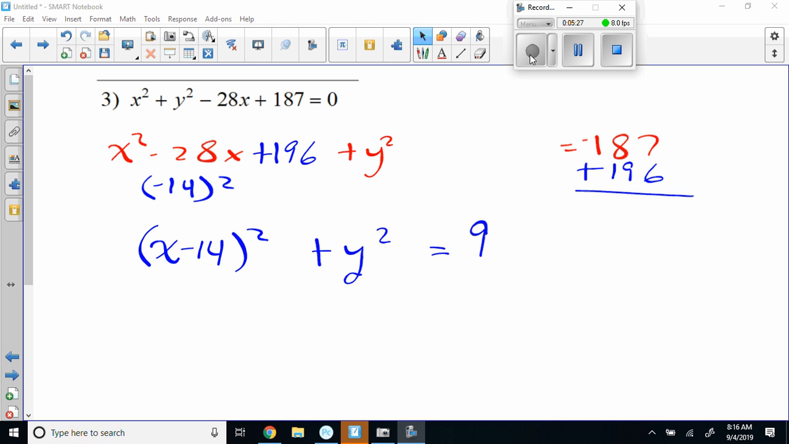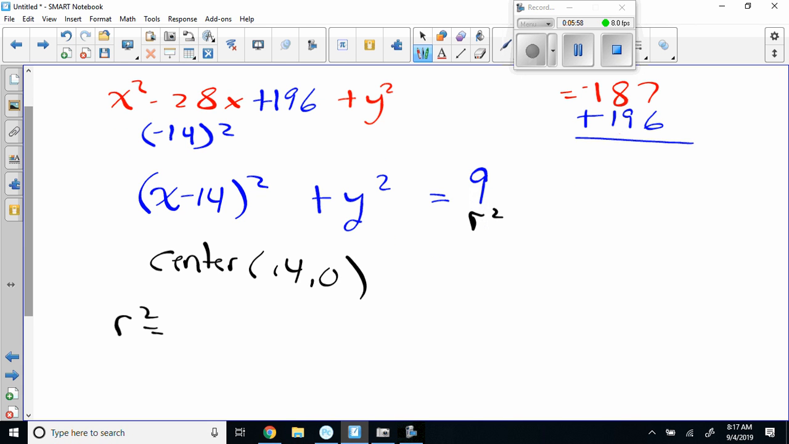When you're pulling this stuff out of the equation, it has to change signs for the h and k, for the center, right? So the center for this one is 14, 0. What about the radius? It is not 9. This represents, ladies and gentlemen, r squared, right? So if it helps you, go r squared equals 9. And then, of course, solve the squared equation, right? So r equals 3.